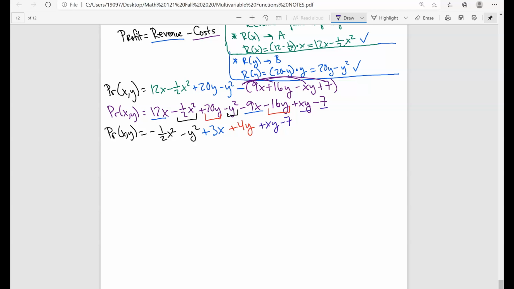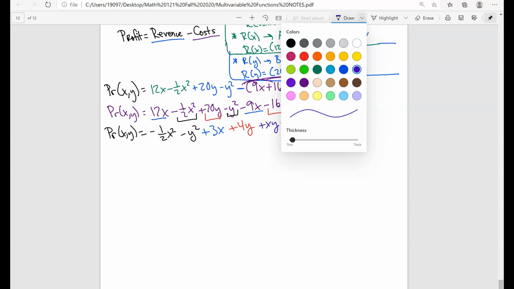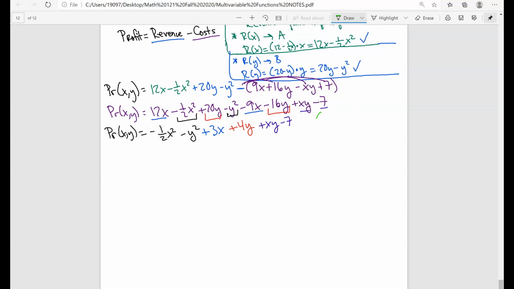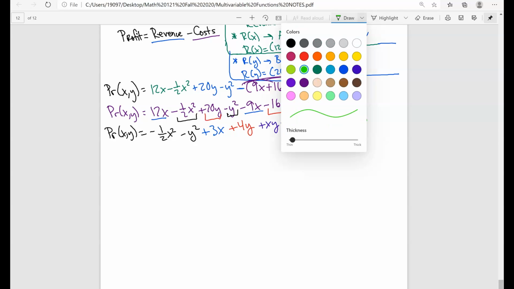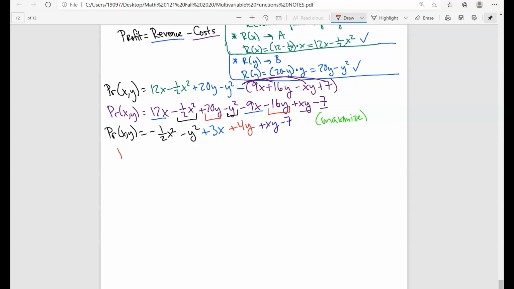Okay, now we combine like terms, and remember that what we wanted to find was to maximize this guy. We want to maximize my profit. And in order for me to maximize this profit, I need to take the partial derivatives of both. So I'm going to take the partial derivative with respect to x of the profit function and the partial derivative with respect to y of the profit function.